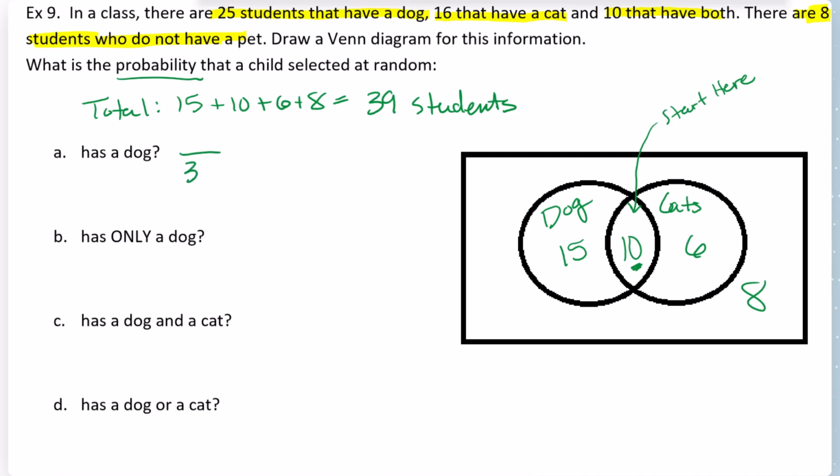For part A, what's the probability that we pick a student that has a dog? Well, out of the 39, how many are in the dog circle? We have 15 and 10, which is 25. If possible, simplify. If that one doesn't, we leave it.